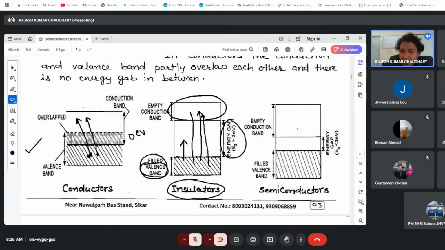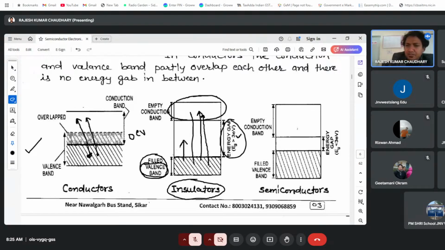It is more than 3 electron volts. Please try to understand, 3 electron volt. Got it? So in an insulator, you can simply write that the energy band gap is very high, my dear students. That's why an electron is not able to jump from the valence band to the conduction band.